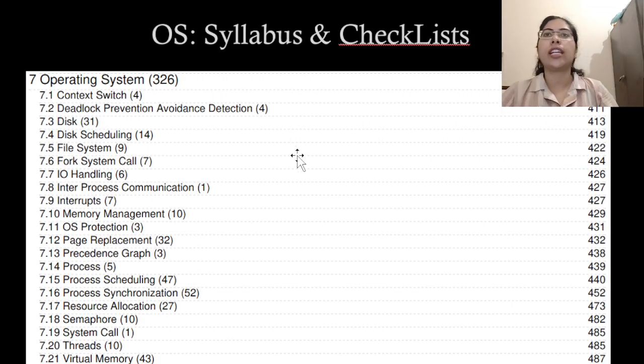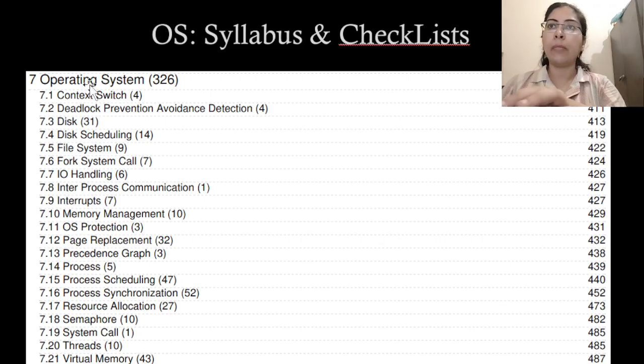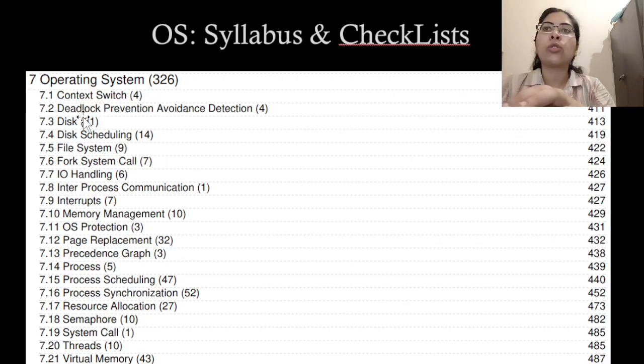So this is the marks distribution of operating system. Next is syllabus and checklist of the operating system. There are about 326 questions from the operating system. Context switch 4 questions, deadlock prevention avoidance detection 4 questions, disk 31, disk scheduling 14 questions, file system 9 questions, fork system call 7 questions, IO handling 6 questions, interprocess communication 1 question, interrupt 7, memory management 10, OS protection 3, page replacement 32, precedence graph 3 questions, process 5, process scheduling 47, process synchronization 52 questions.